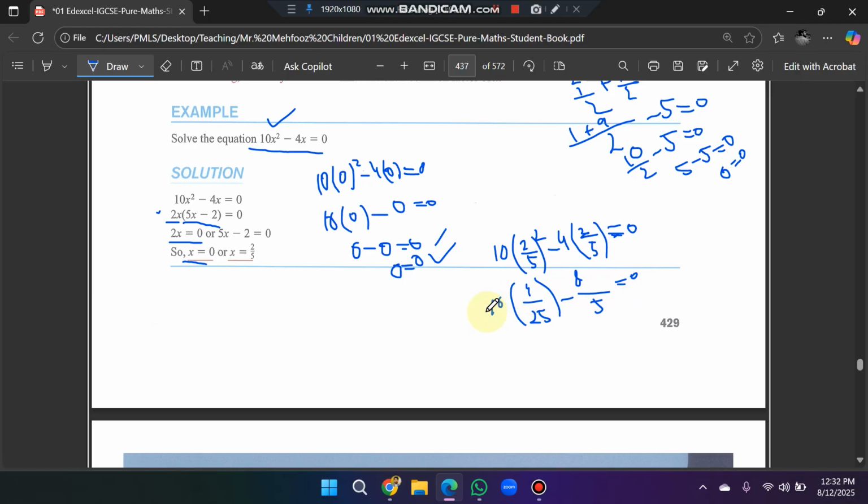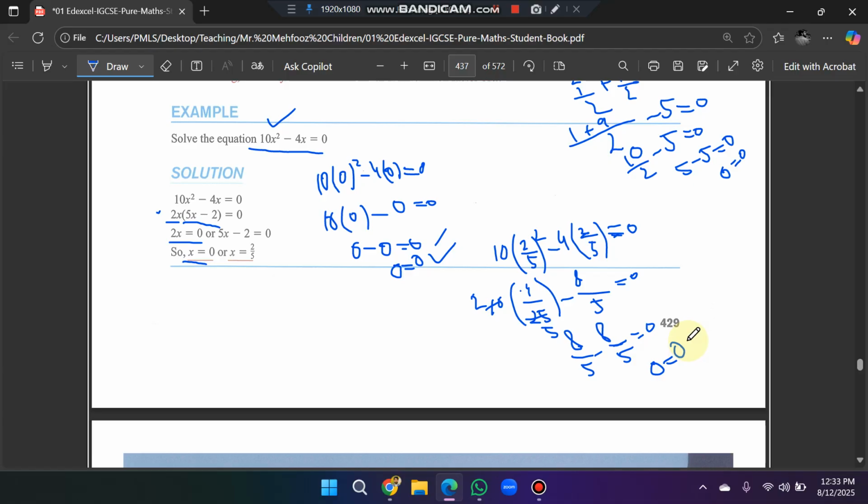Now 5 2s are 10, 5 5s are 25. 2 multiplied by 4, that is 8 over 5 minus 8 over 5, right, is equals to 0. So 0 on the left hand side and 0 on the right hand side. Now you can see that by putting both these solutions in this equation, the left hand side and right hand side are equal. That's why both are the solutions of this equation.